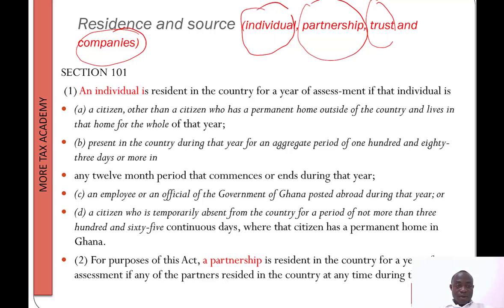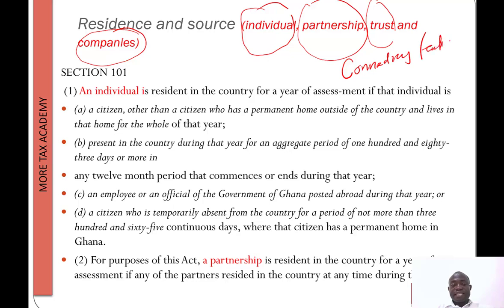Section 101, subsection 1(b) continues to introduce another concept. Here, he's not talking about citizenship. He's saying that present in the country during that year for an aggregate period of 183 days or more in any 12-month period that commences or ends during the year. So again, here we have moved from citizenship and we are trying to connect the individual to the country. So we call them the connecting factors.